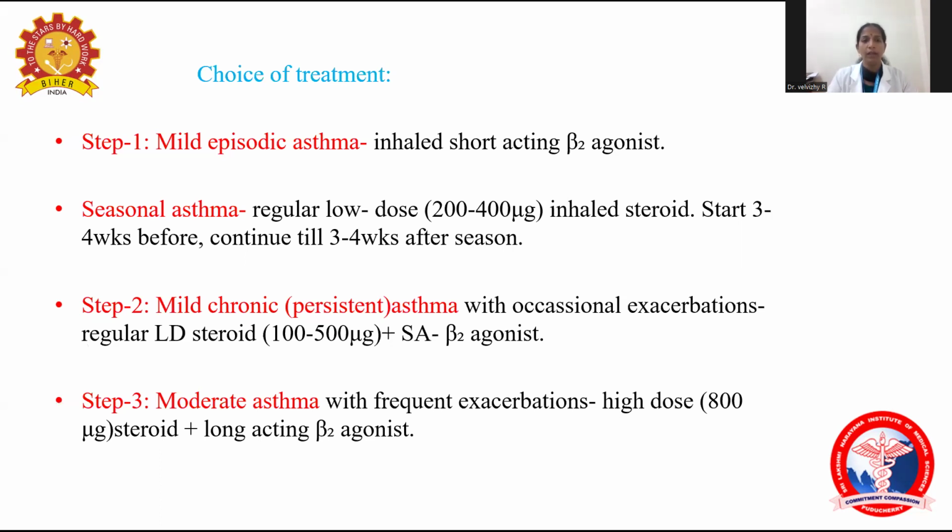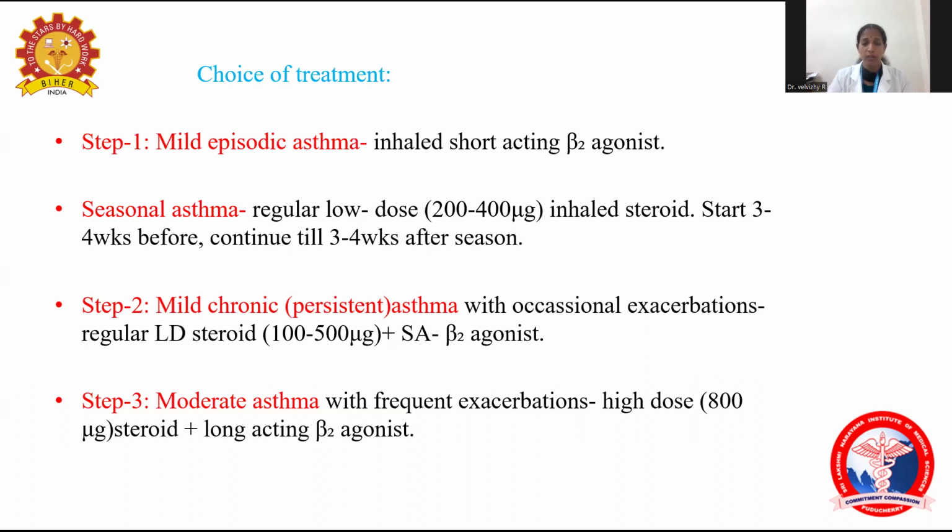The first one is mild episodic asthma. If the patient has only mild, episodic asthma, always go for inhaled beta-2 agonist. That alone is more than enough. Suppose the patient has seasonal asthma, so every season the patient has bronchial asthma, then you start with inhaled low dose steroids. Suppose the patient has mild chronic asthma, so persistently they have asthma, then combine beta-2 agonist with low dose inhaled steroids. So always go for a combination of beta-2 agonist and steroid.